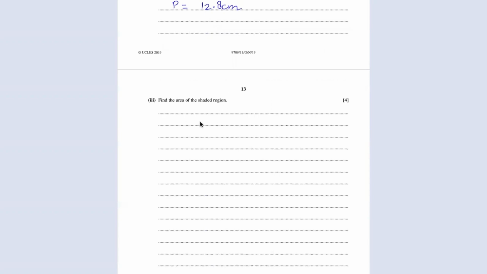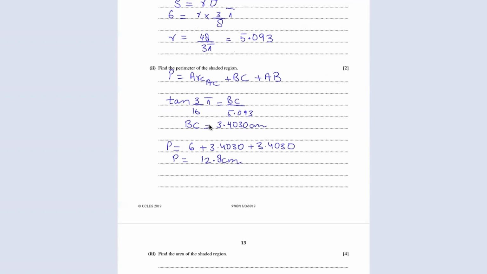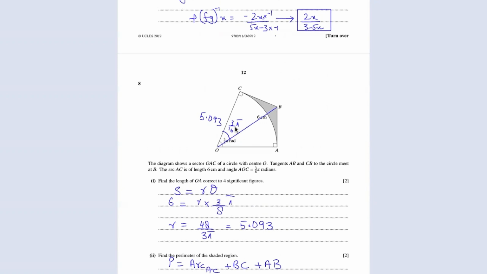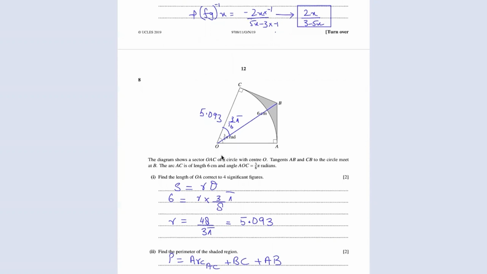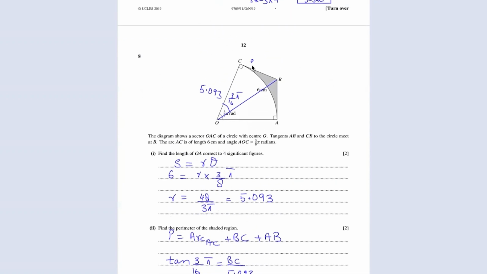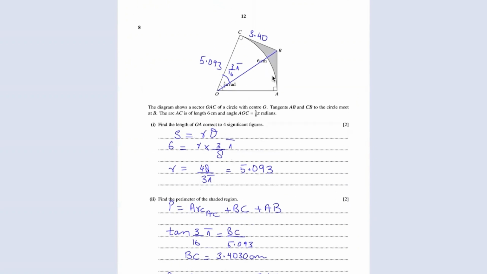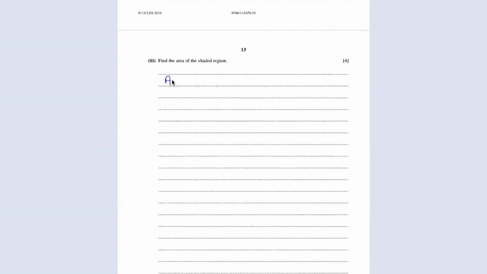In part 3, we have to find the area of the shaded region. First, to find the area of the shaded region, we can find the area of the triangle BOC. We know that this length is 3.4030. We can multiply the area of the triangle by 2 and then subtract the area of the sector. This will give us the area of the shaded region. So first, finding the area of the triangle BOC, we get half times 5.093 times 3.4030.